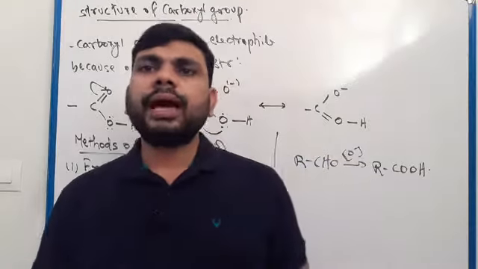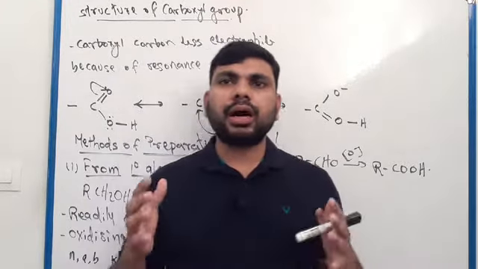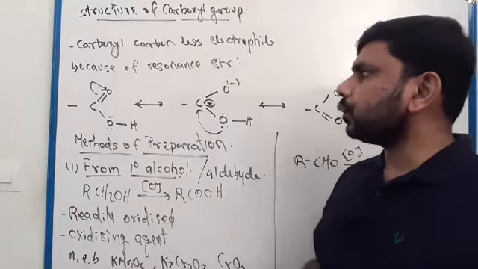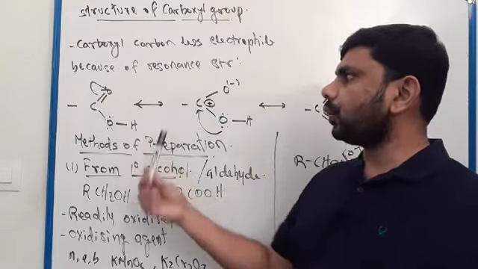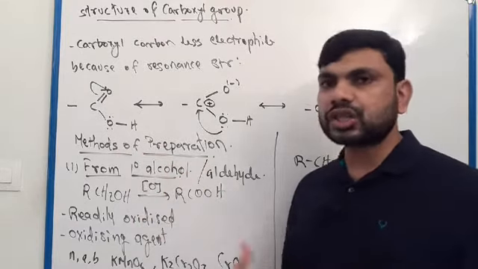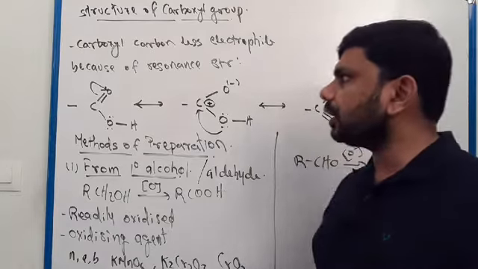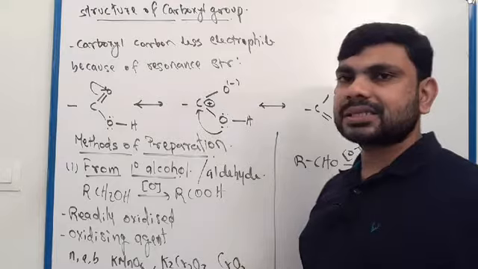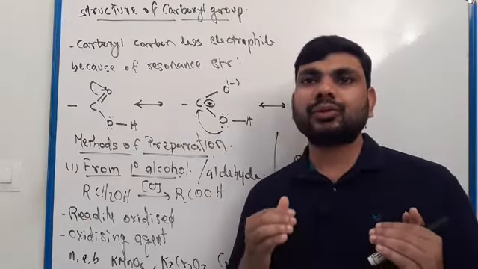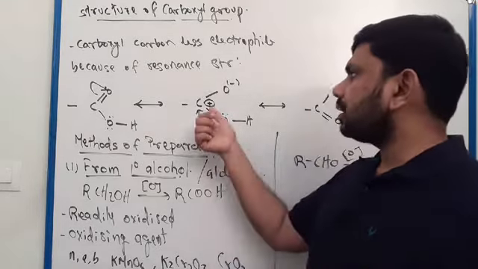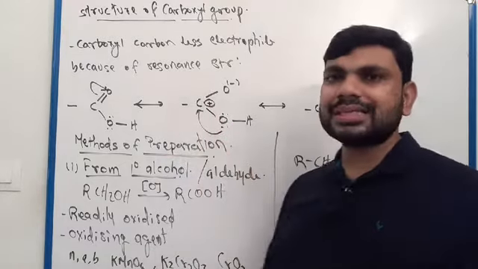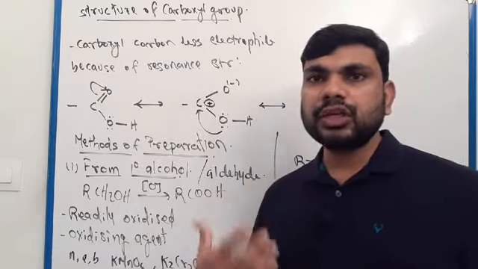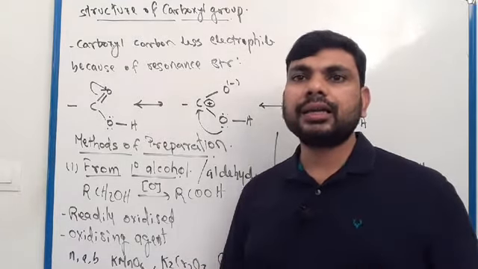Next, we have to discuss the structure of the carboxyl group. We know in carboxylic acid, COOH is the carboxyl group, the functional group. Here, the carbon in the carboxyl group is comparatively less electropositive; it is less electrophilic compared to the positively charged carbon in aldehyde and ketone.